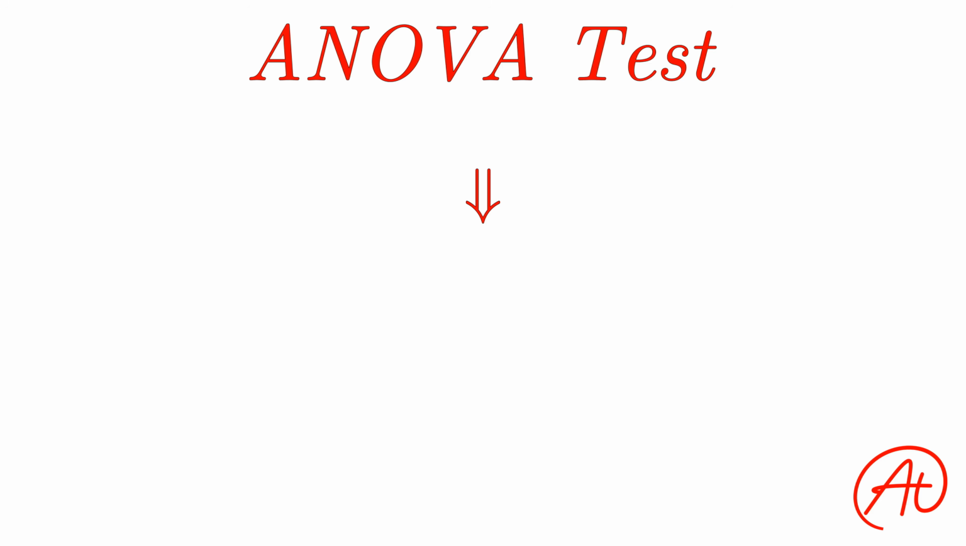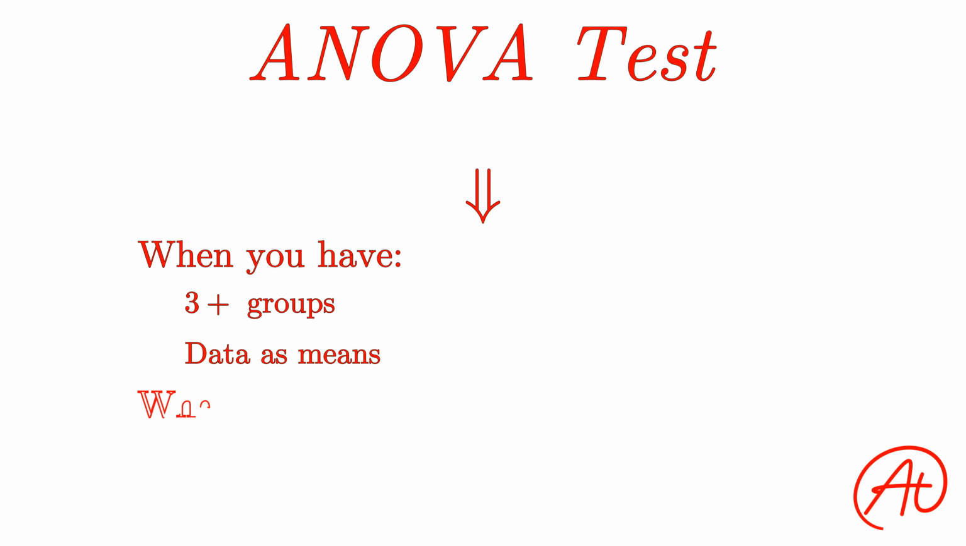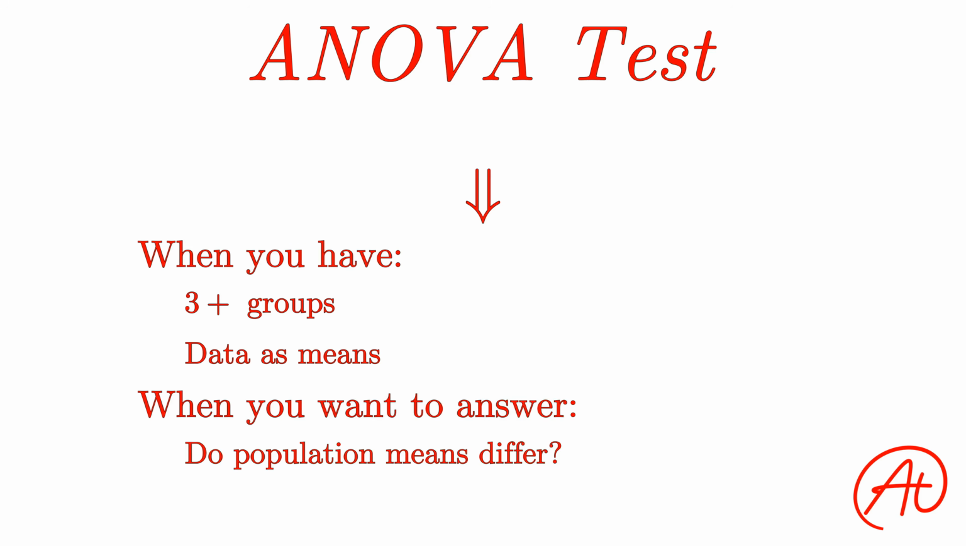Well, you would use this type of hypothesis test whenever you have 3 or more groups your population is split up into, your data is in the form of a mean, and you want to answer the question, do the population means of these groups differ from each other? Ultimately, this is an extension of what we previously covered in the 1 and 2 sample tests for means that we did before.